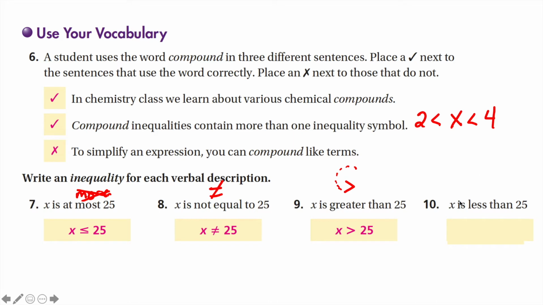And last but not least, X is less than 25 is going to be virtually the same exact thing as you saw in question 9, only the opposite direction. The thing that looks like the L will be what we plug in. So it's X is less than that 25.